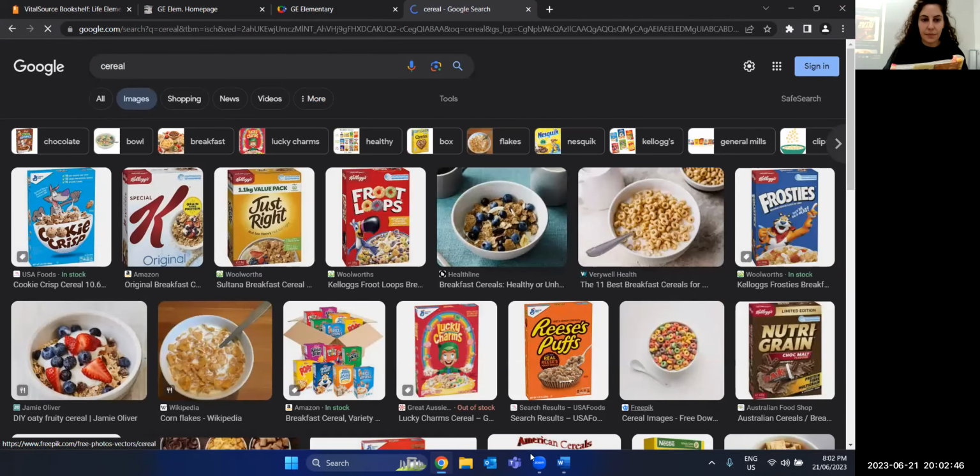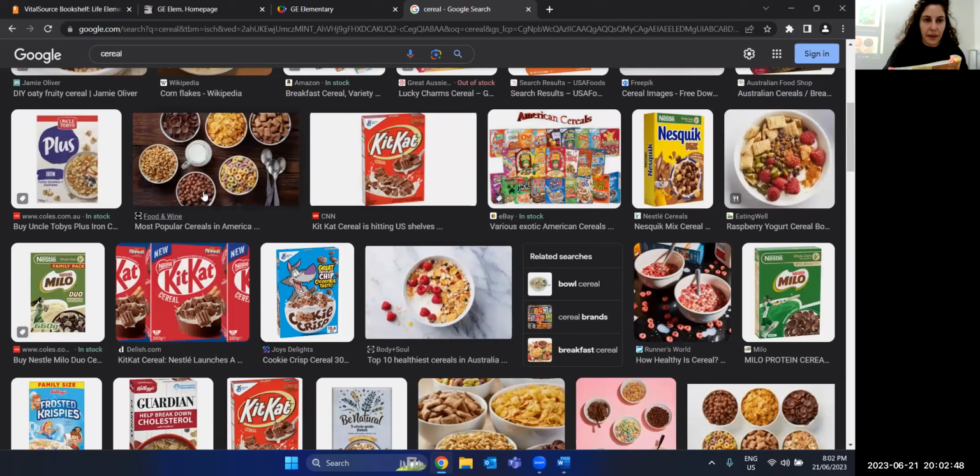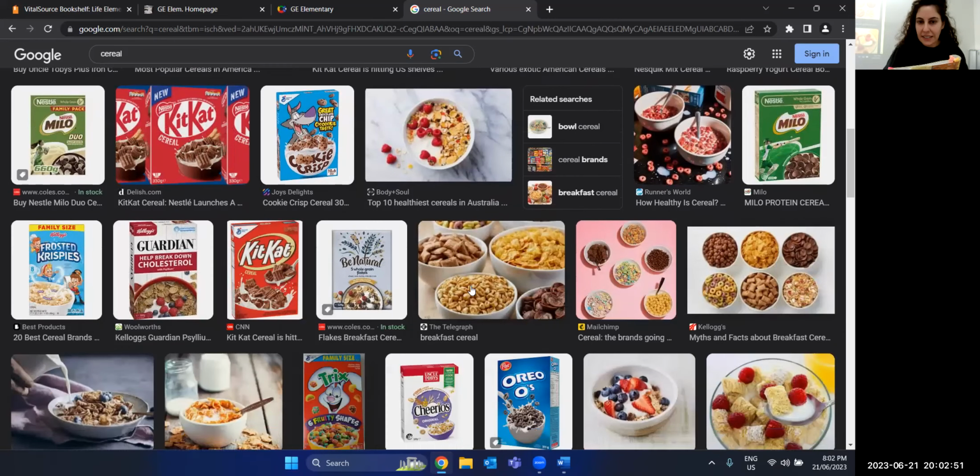Cereal. This is cereal. So it's made from grain and wheat.